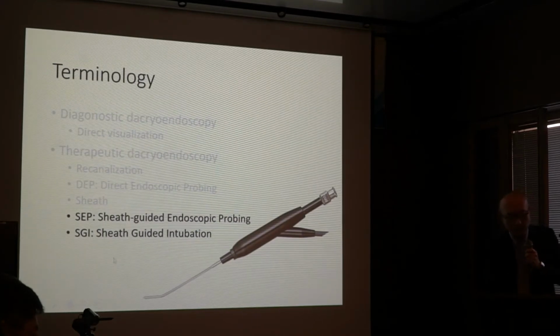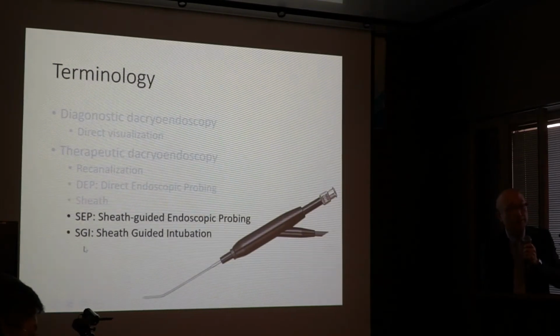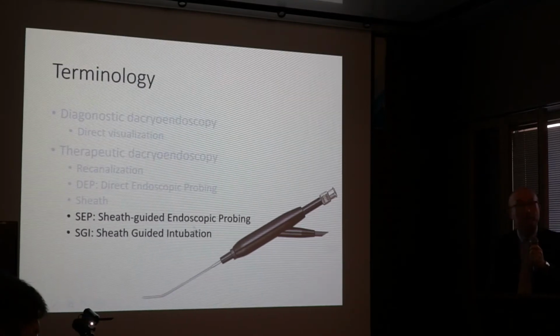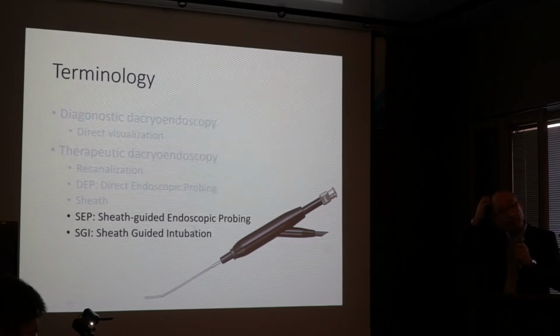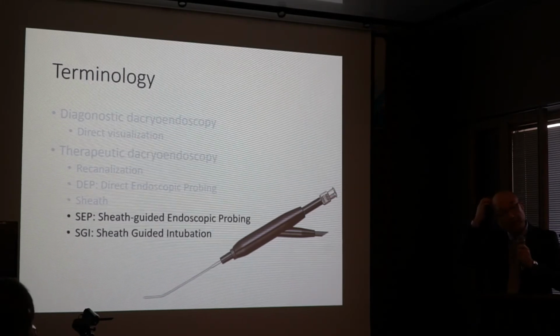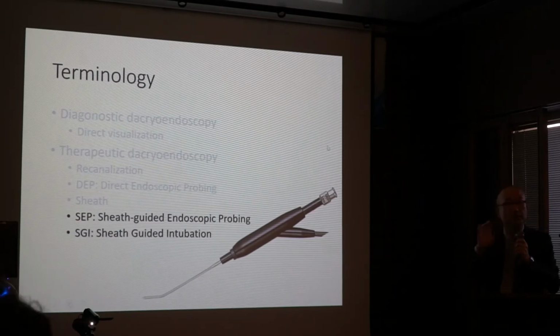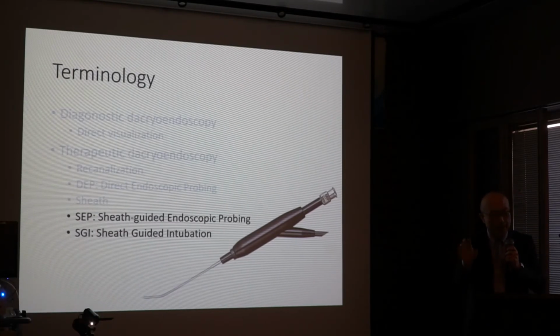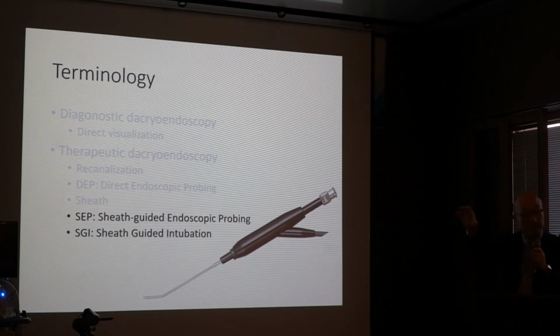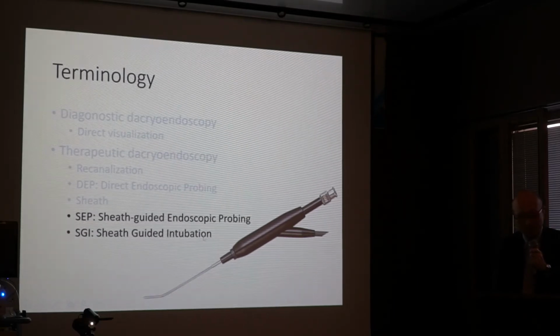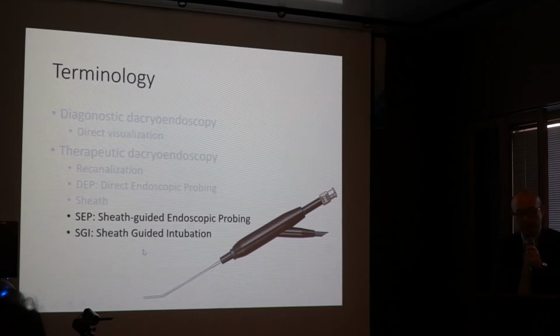And the rest are SEP and SGI. SEP stands for Sheath Guided Endoscopic Probing. This is a kind of refined technique for the probing. DEP is a very primitive and simple technique, and SEP is an upgraded technique using sheath. So we need sheath for performing a SEP. And SGI stands for sheath-guided intubation.